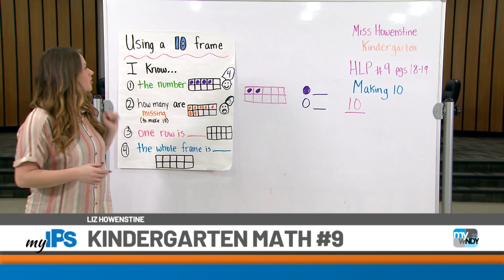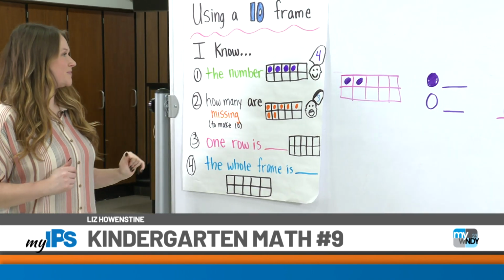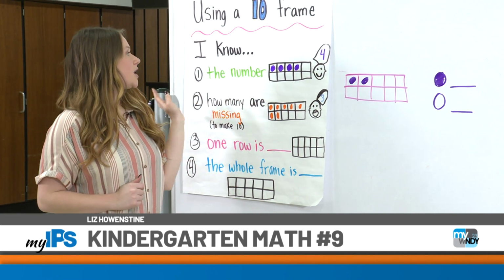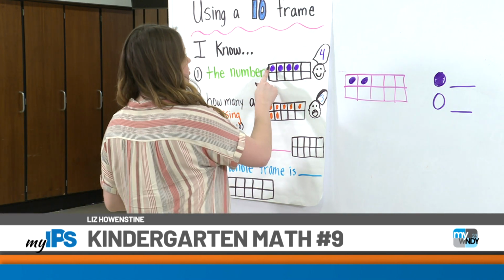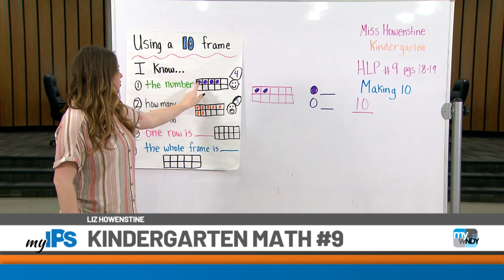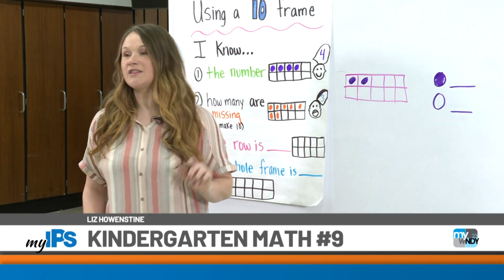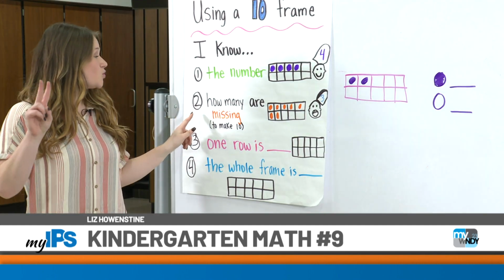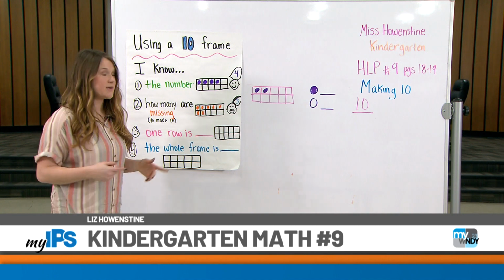So let's go ahead and look at our anchor chart. Using a 10 frame, I know the number. First you know the number by looking at a 10 frame. So if we're looking at this 10 frame, we know 1, 2, 3, 4. Okay, that's 4. That's you saying that there are 4 circles in your 10 frame.